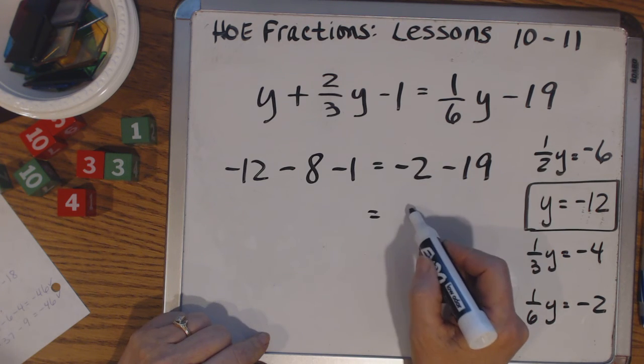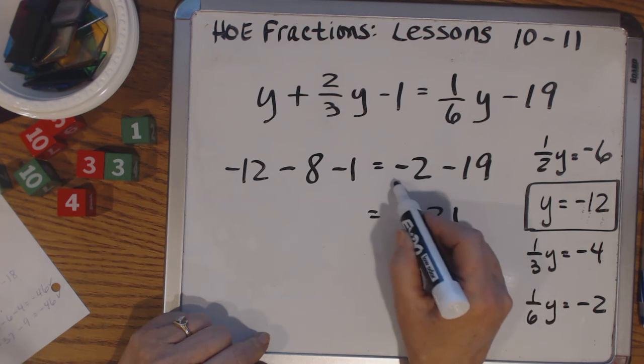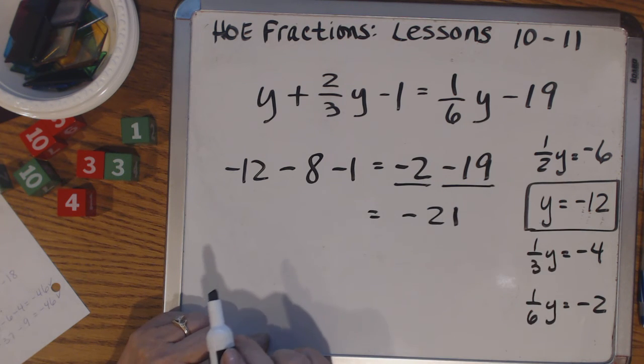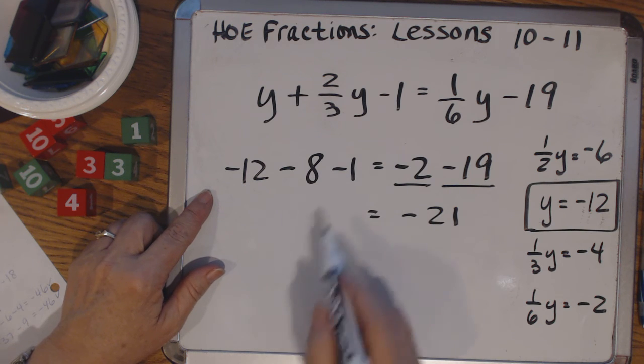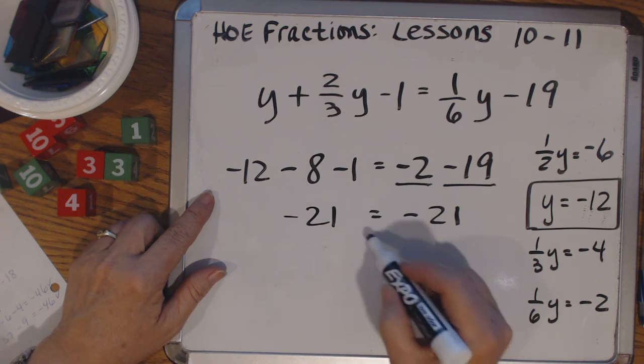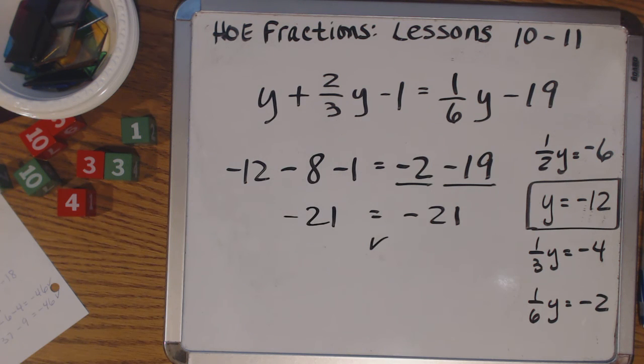So this side here is negative 21. I'm combining negative 2 and negative 19. This is going to be negative 20, negative 21 here as well. They check out. Okay? All right, that's it for lessons 10 and 11. Hopefully you guys should be able to be fine on that. I'm going to do one more video for the honors level problems that you do without the manipulatives.